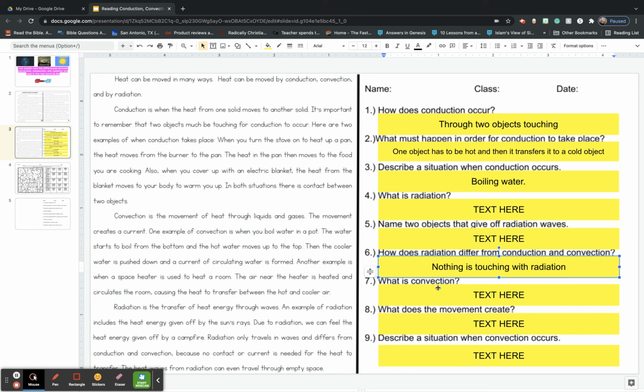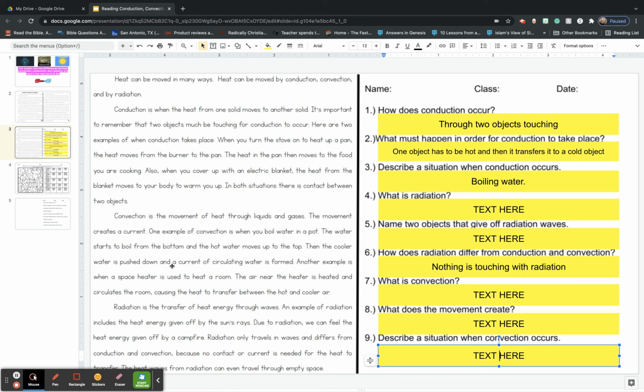Now, what is convection? Convection is movement of heat through liquids and gases. What does the movement create? The movement creates a current. It tells you right there that the movement creates a current. Those are those circular things I keep telling you about, how they can travel vertically or horizontally. And it says, describe a situation when convection occurs. Well, it gives us an answer, but I want to challenge you to think of something else. But it tells us boiling water is a perfect example, okay?